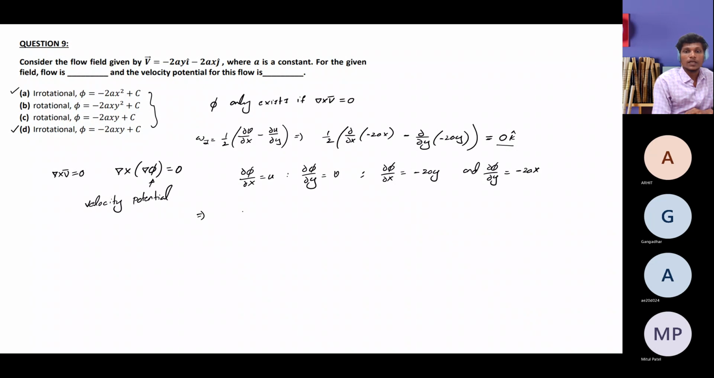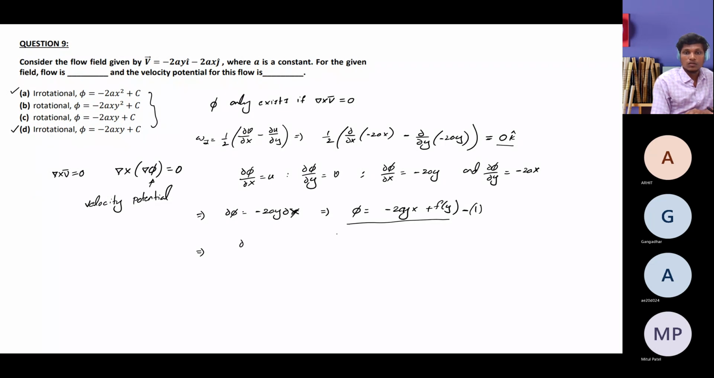Let me try to solve for the x component. If dou phi over dou x equals the u component, and you integrate it, you will get phi equals minus 2ayx plus, since we are integrating with respect to x in partial differentiation, some function of y. Minus 2ayx plus f of y. This is the first equation of phi.